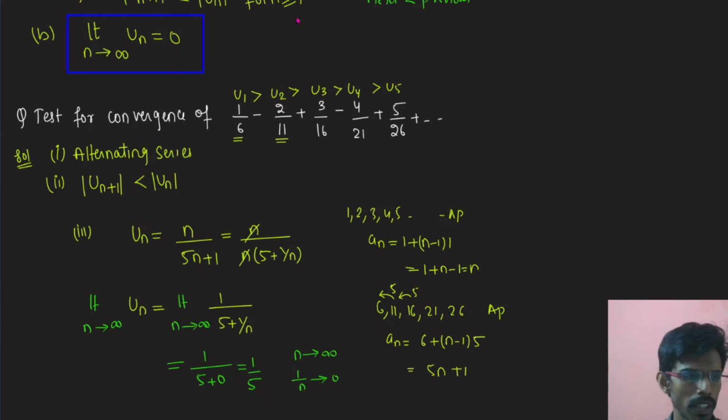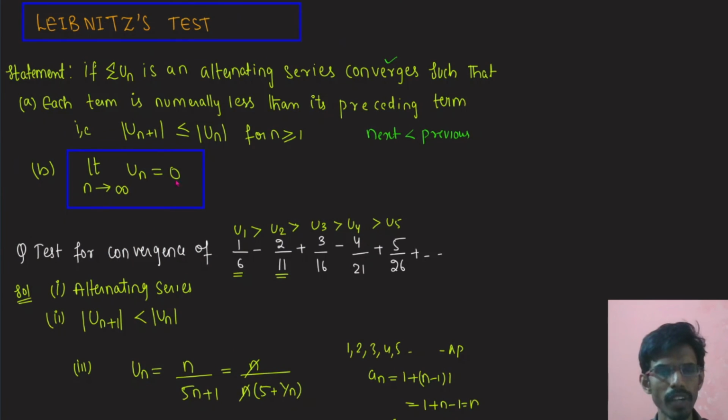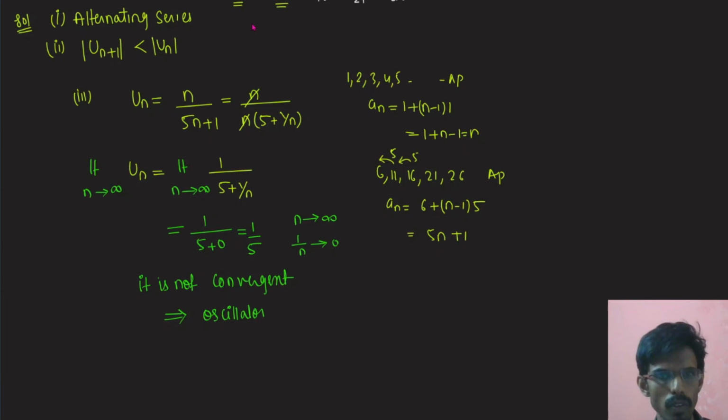So this is violating the condition of convergence. So this value is not 0. Limit n tends to infinite, un not equal to 0. It means that this must be 0 for convergence. Given series is not convergent. This is an oscillatory series.